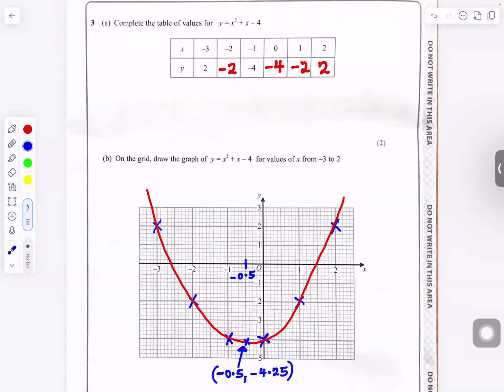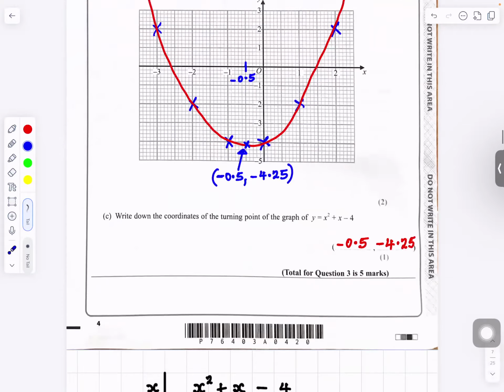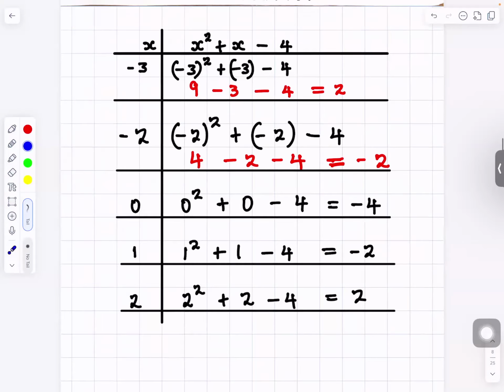Question number 3. Complete the table of values for y equals x squared plus x minus 4. I'll show you how to complete it. You make a table. You put minus 3, it's done for you. The answer was 2. When you use minus 2, make sure you put the brackets. Be careful with this. It catches students out a lot. Put them back. A minus 2 squared will give you plus 4. Minus 2 times minus 2 is plus 4. Negative times negative is positive.